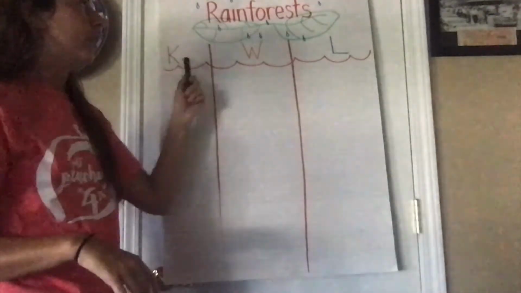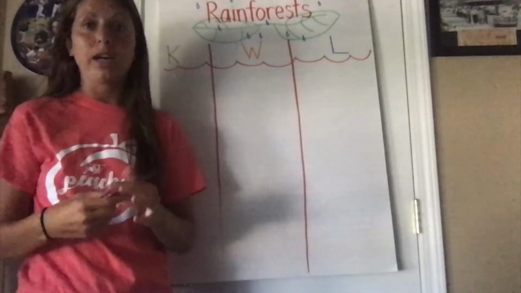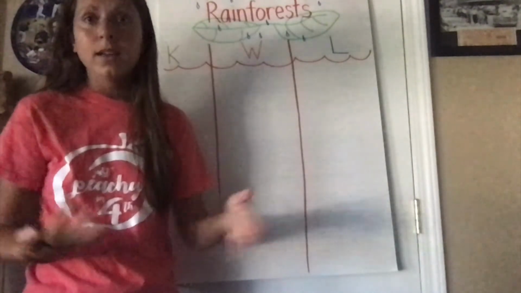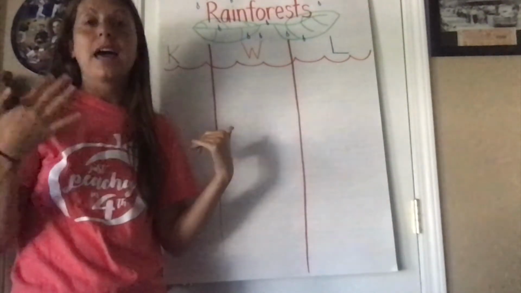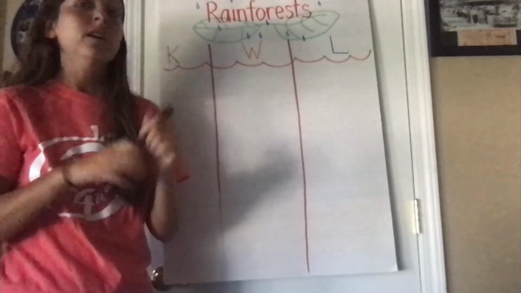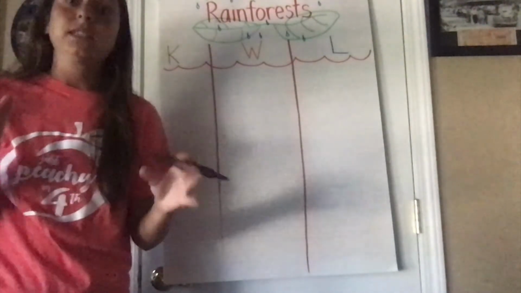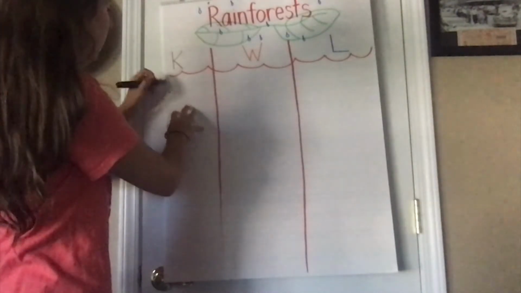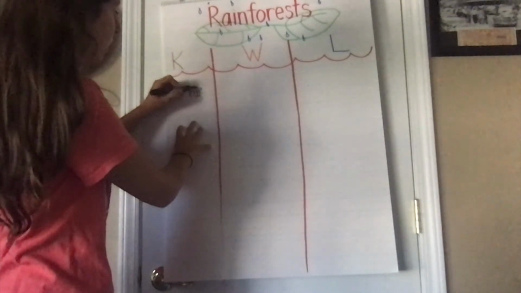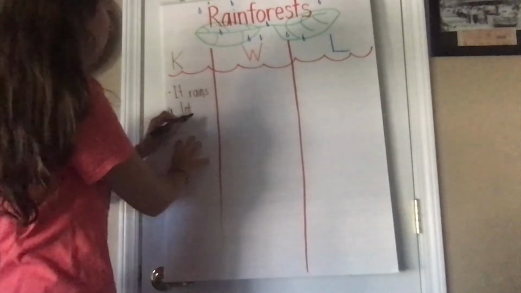So first, let's start with the K for rainforest, which is what we know about rainforest. And I know this sounds super easy and super basic, but what I know about rainforest is that it rains a lot there, hence the name rainforest. So it's very easy, but I already knew that going into this week's theme. So I know that it rains a lot. And maybe you didn't know that, and that's okay too.